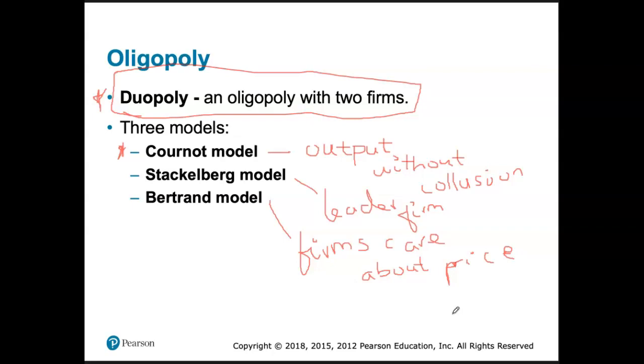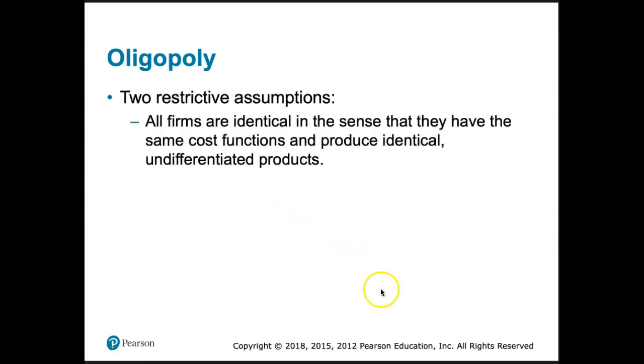Again, to understand these models, we need to hold some key assumptions which are really important. There are two restrictive assumptions we need to take a look at. The first one is that all firms are identical in the sense that they have the same cost functions and produce identical undifferentiated products. Undifferentiated means identical and similar products. So these firms have the same cost functions, and they produce identical products as well.